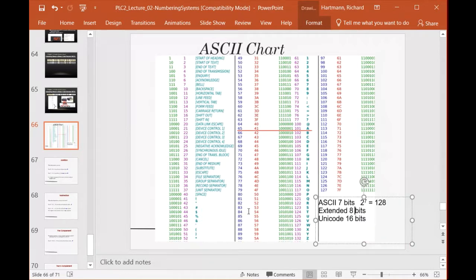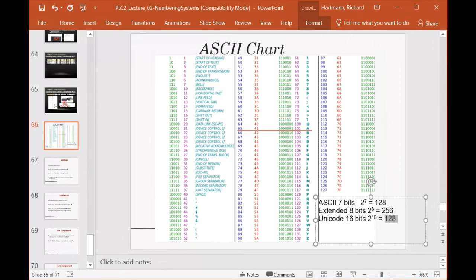But if we add one more bit, we can do 2 to the 8th. So one more bit will give us 2 to the 8th, which gives us 256. It doubles the amount of possibilities. Okay? And now we use what's called Unicode. If we have enough room, we have 16 bits, and we do Unicode, which means 2 to the 16th.